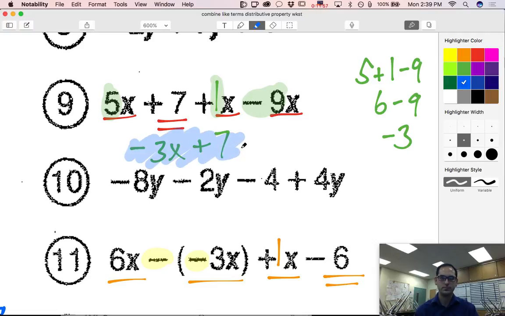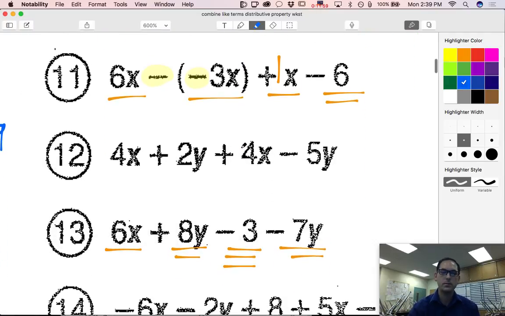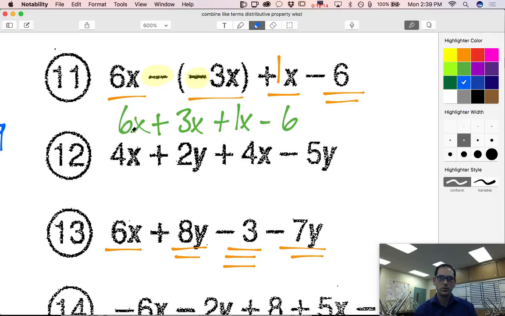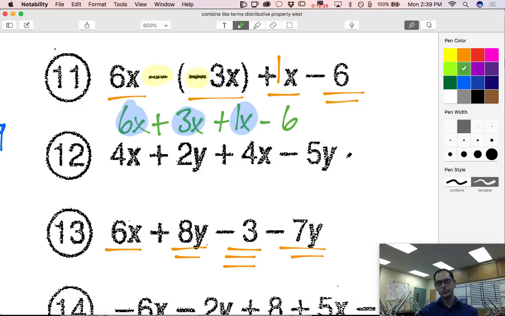Go to 11. We have 6x, negative, negative. So this would be plus 3x plus 1x minus 6. So I'll change it first. Now notice what your like terms are. We said it was 6x, 3x, and 1x. You know that from previous, these underlines. What is 6 plus 3? 9. What is 9 plus 1? 10. So your answer will be 10x and then minus 6. Box your answer. Done.